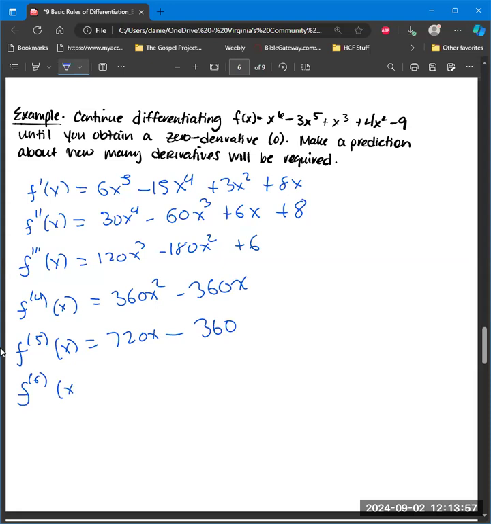Sixth derivative is going to be 720. And just as we expected, the 7th derivative is going to be 0. And then every derivative following from there will also be 0 no matter how high you go. So we're done.